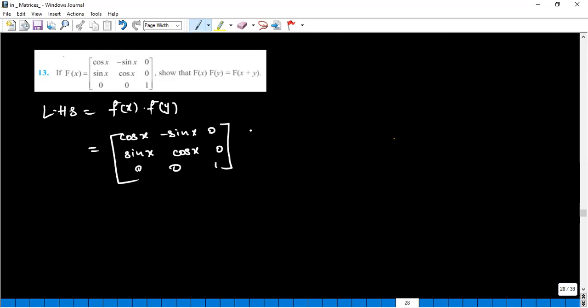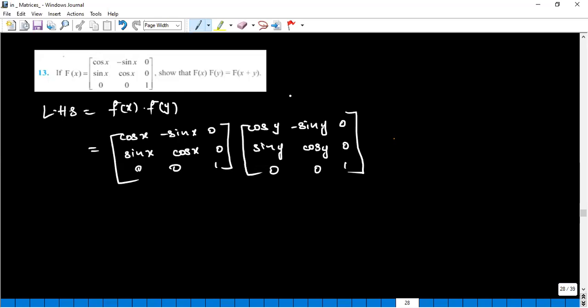If you take f of y, just replace the x with y. Cos y, minus sin y, 0, sin y, cos y, 0, 0, 0, 1. This is f of y.